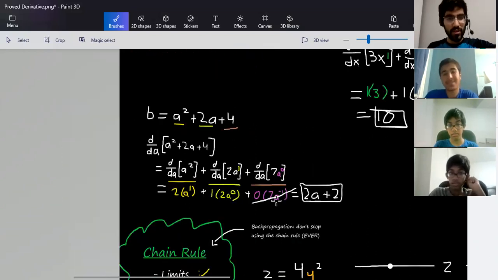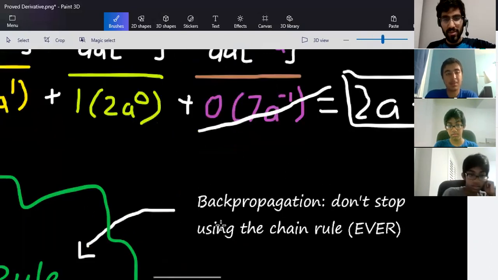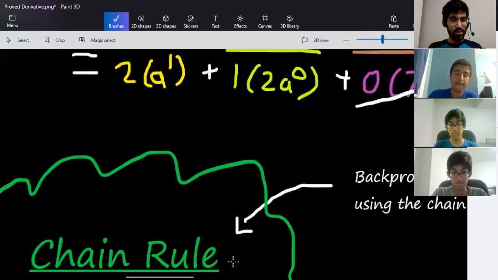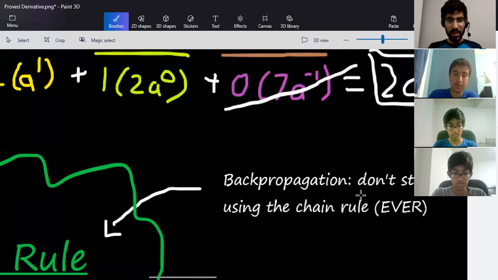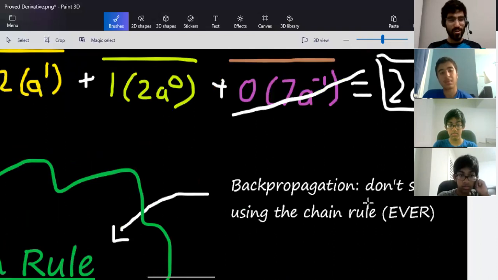Now, here's the thing. Backpropagation, this algorithm, is just like: don't stop using the chain rule ever. That is literally backpropagation. So this rule that we're about to learn, backpropagation just says keep doing this forever. That is it. If you understand this, you can understand backpropagation, because it's just like do this a billion times. That is it. Sounds good?